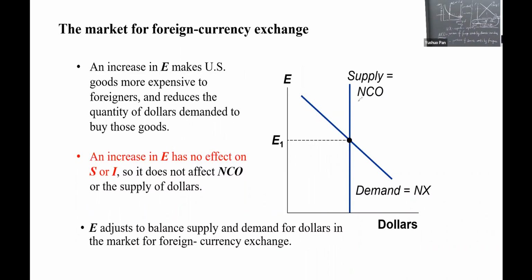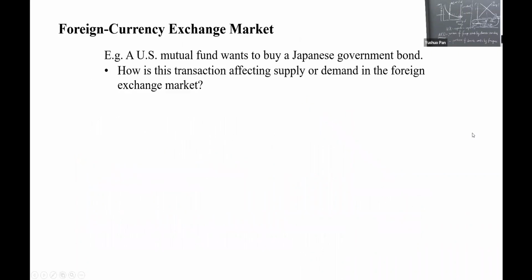That's the NCO. All in all, NCO is the supply curve, the vertical line for the foreign exchange market. And the demand curve for the foreign exchange market is the net exports. So please remember this figure. Really, really important. Let's take a look at this example question.